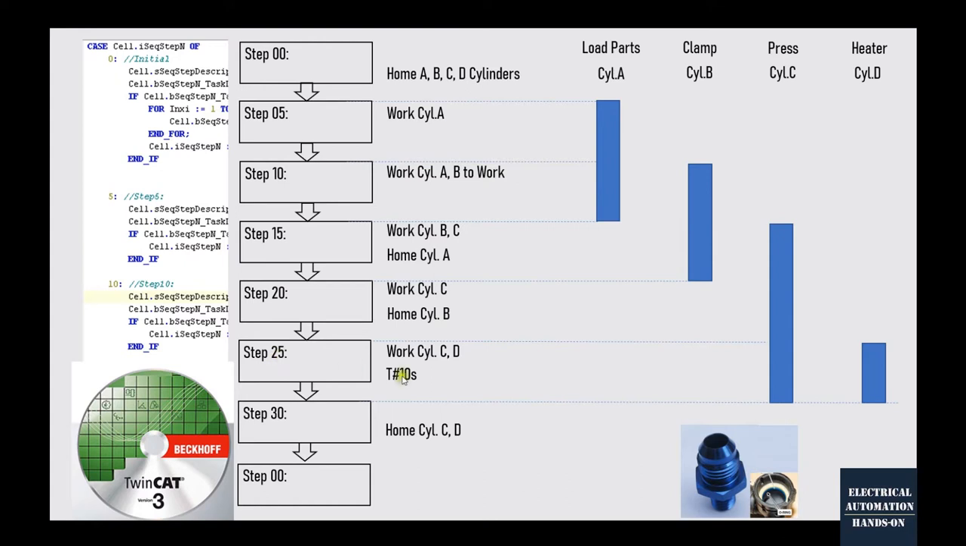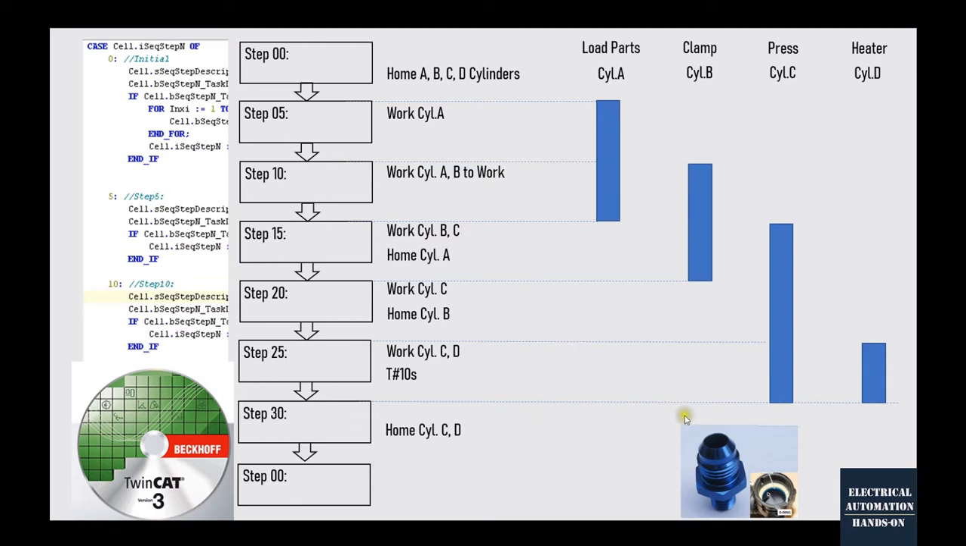At step 25, the cylinder C, the press, still presses this part. Meantime, we will work this cylinder D. You can imagine the cylinder D is holding one heater. The heater gun will go to work position and heat this housing for 10 seconds. There is one timer here. After the 10 seconds, we need to home this press and home this cylinder D together. Basically, we finish this whole sequence.